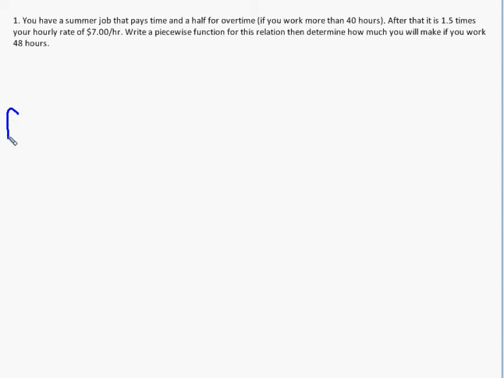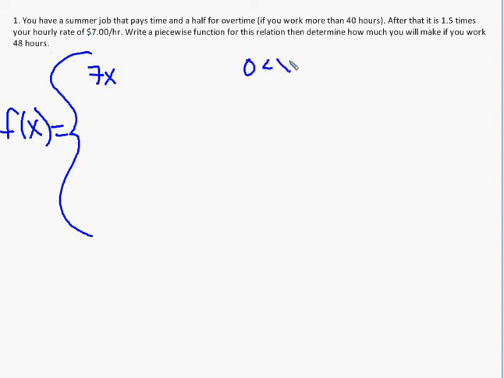So on our piecewise function, we're going to have two scenarios. So we have f of x is going to equal... Now first is when we work up to the 40 hours. So our hourly rate is $7 per hour. And our time can either be from 0 to 40, including 40 hours.